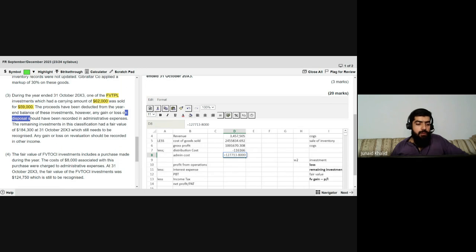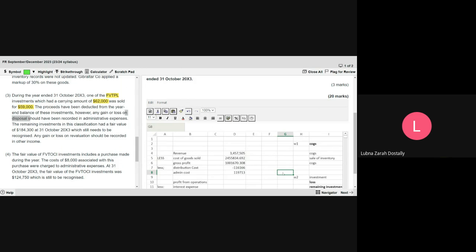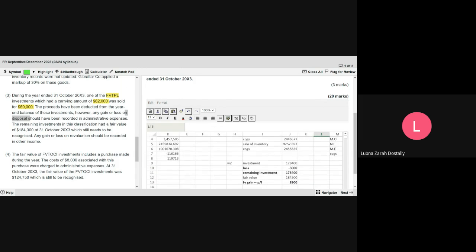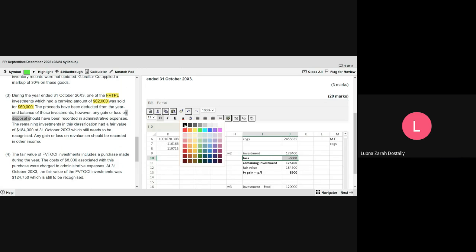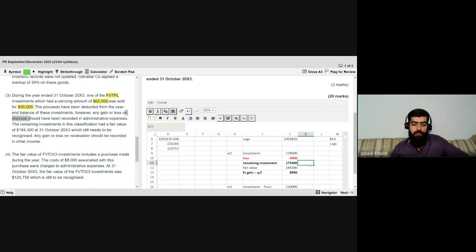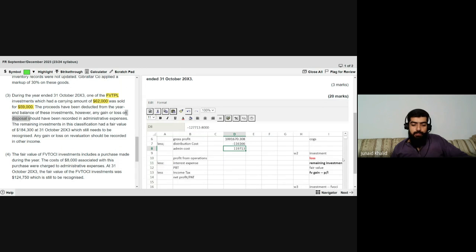So, the investment that is fair value through P&L was disposed of. Is there any gain or loss? Just scroll a bit down. It's here, number 2. There was a loss. Yes, there was a loss of $3,000. So we are going to account for that $3,000.